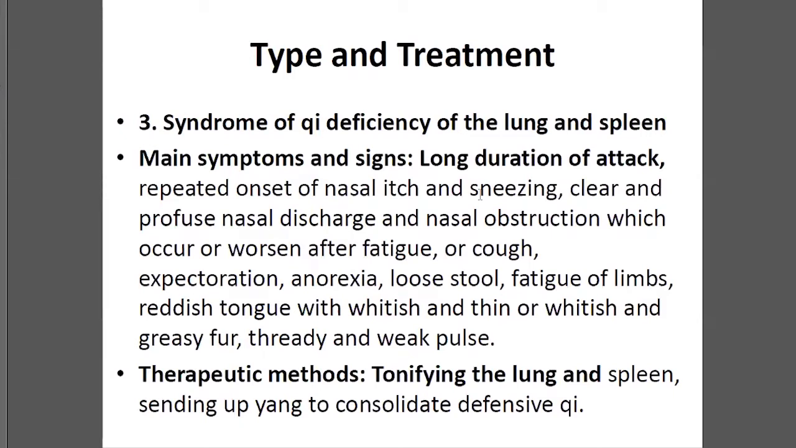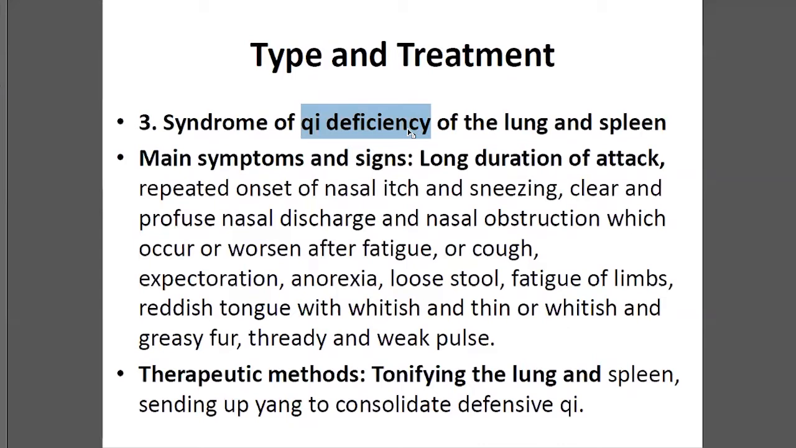Then we go to another pattern here. We're talking about qi deficiency pattern. Similar to what we talked about before, qi deficiency is mainly related to lung qi deficiency or maybe spleen qi deficiency, or maybe both.